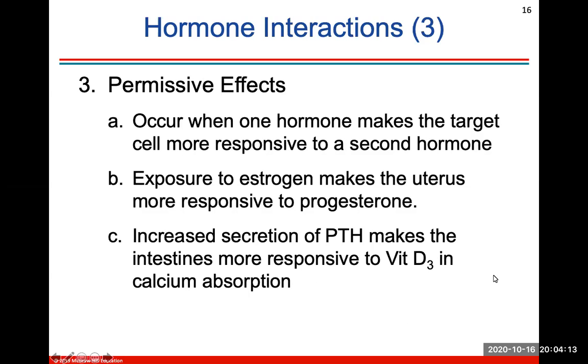A permissive effect occurs when one hormone makes the target cell more responsive to a second hormone. An example of this is exposure to estrogen makes the uterus more responsive to progesterone. This is important for a developing fetus in a woman. Increased secretion of parathyroid hormone makes the intestines more responsive to vitamin D3 and calcium absorption.